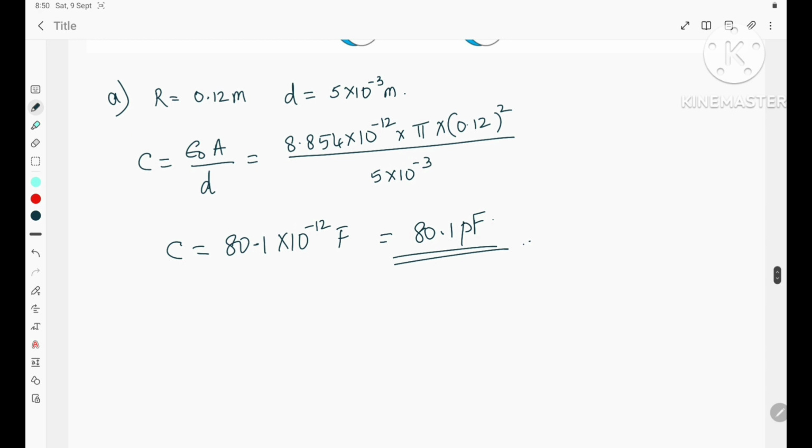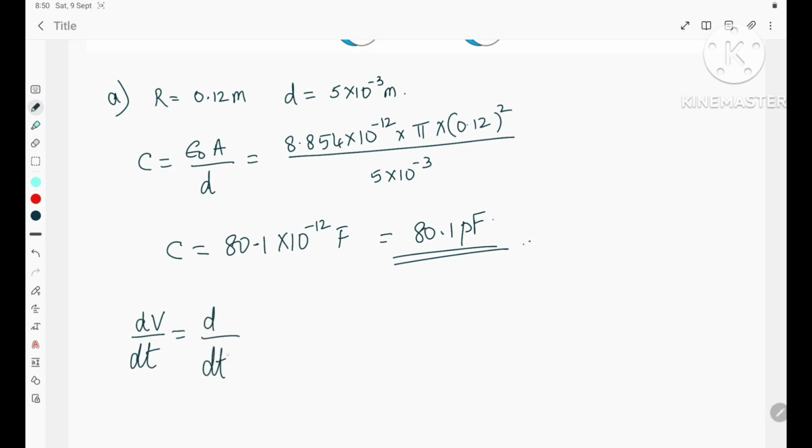Now in the same question, the second half is they are asking us to calculate the rate of change of potential difference. So what do we mean by rate of change? So rate of change is with respect to time, isn't it? Generally, if nothing is mentioned, it means with respect to time. So dV by dt. So what is dV by dt? How to calculate that?